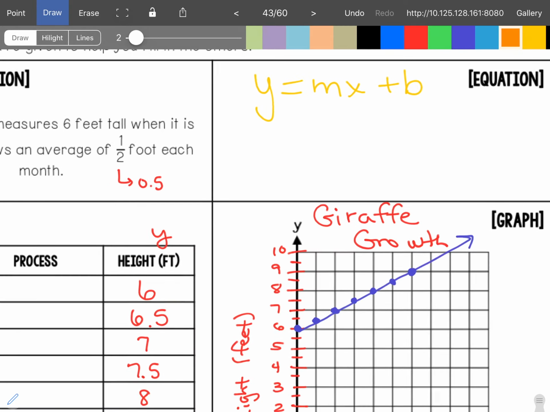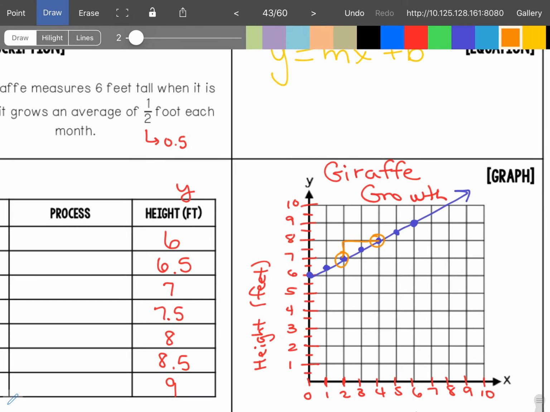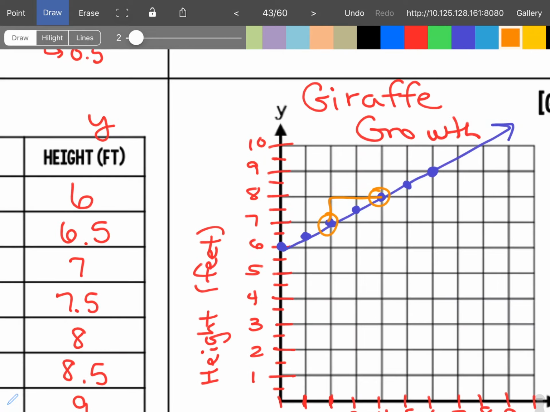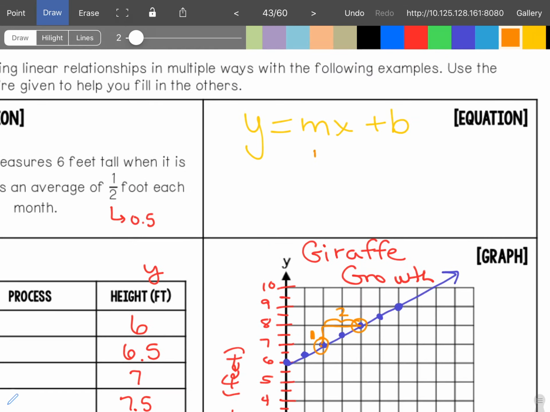So if we go to look for our slope, you're allowed to pick any 2 points. Let's say I pick these 2 points right here. And I want to count up for my rise and then over for my run. I'm rising how much? From 7 to 8, I'm rising 1. And then how far am I running? 2. So my slope would be 1/2. 1 over 2. Very good.